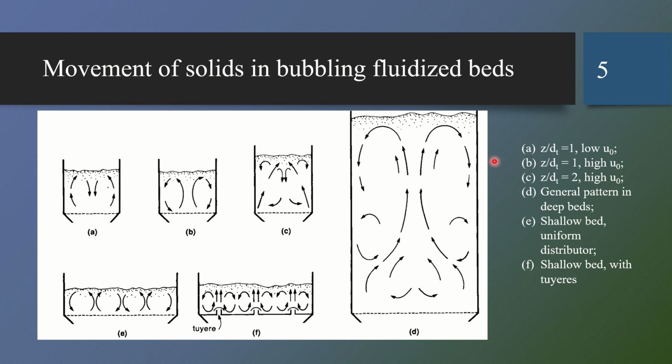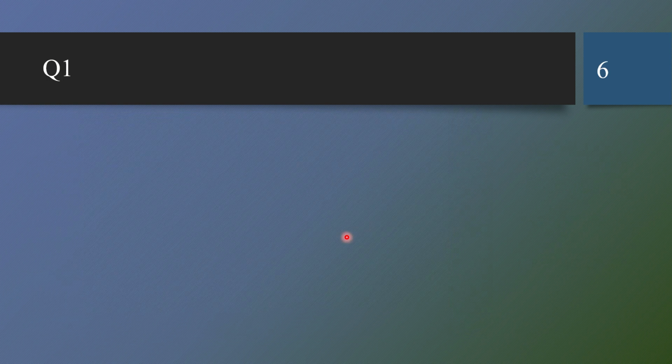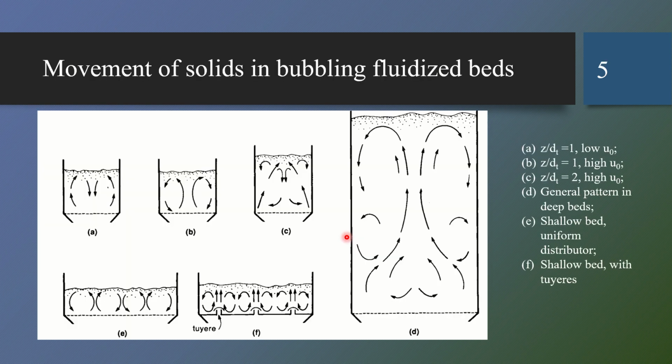And this is a general pattern in deep fluidized beds, where it is observed that the solids rise near the walls and move towards the center and go to the topmost region. From the topmost region, they are pushed back into the bed, and this is the general pattern inside the fluidized bed in deep beds. So these are the circulation patterns inside the bubbling fluidized beds.